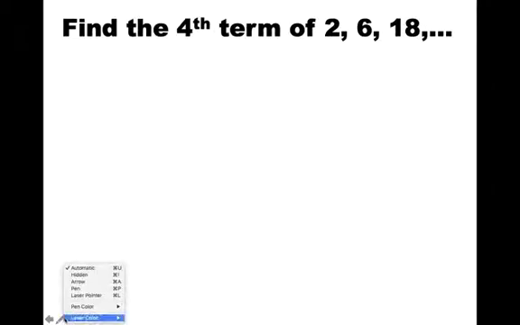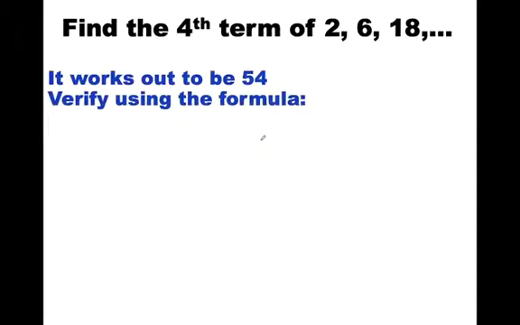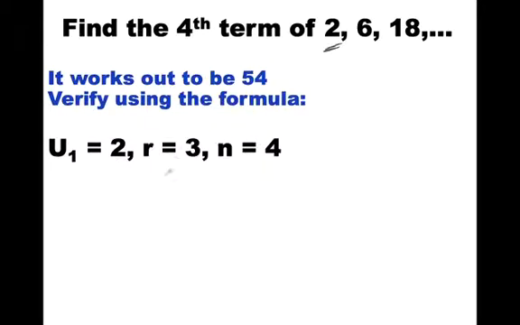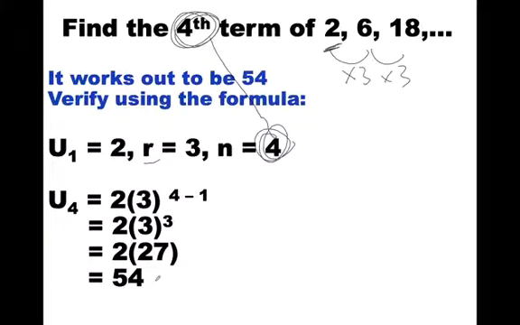We can go back to our initial question here and try to find the answer using our formula. We know it works out to be 54. We're going to use the formula here. u1 is 2. r, we're multiplying by 3 every time. And we're being asked for the fourth term, so n is equal to 4. We plug this all in. 2 times 3 to the 4 minus 1. 4 minus 1 is 3, of course. 2 times 3 to the 3. 2 times 27, which is 54, which is correct.